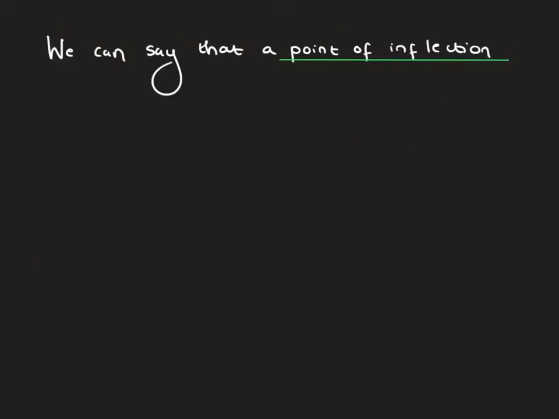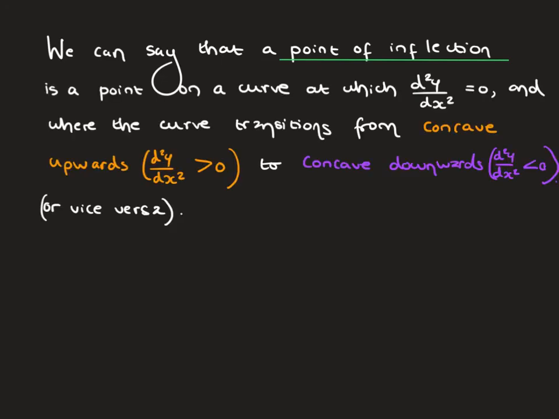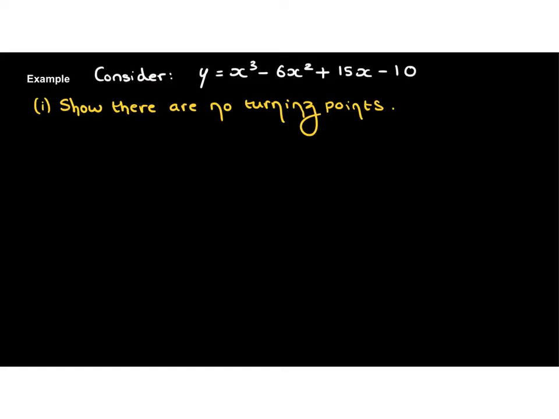Now this leads us to a definition of a point of inflection. We can say this is a point at which a curve transitions from concave downwards to concave upwards or vice versa. Make sure you understand this definition. It will be important later on when we look at certain cases where some interesting things happen. So let's have a look at another worked example together.